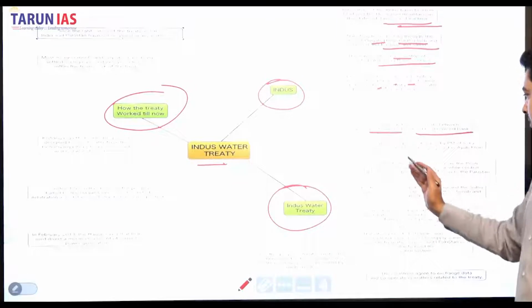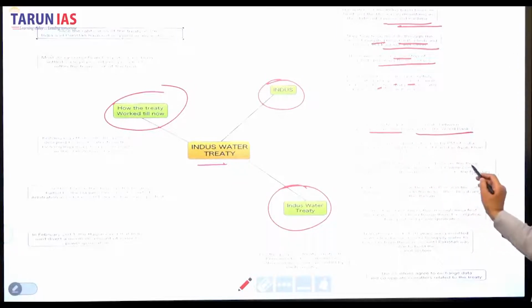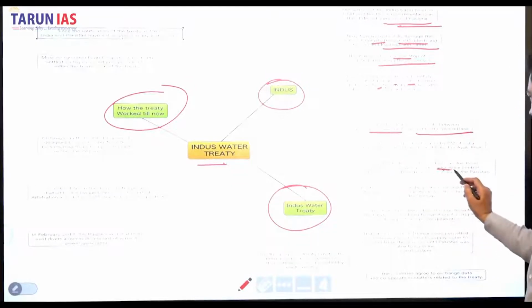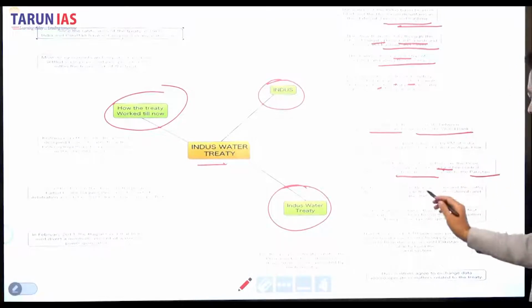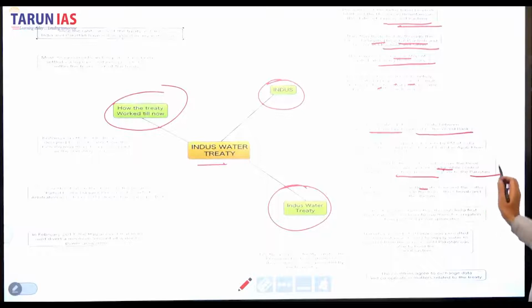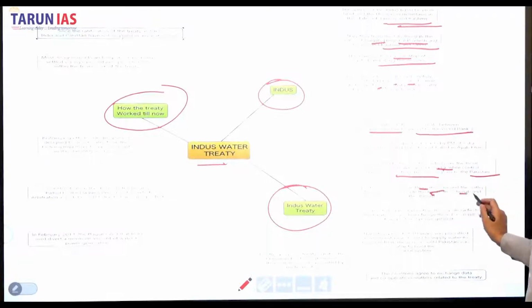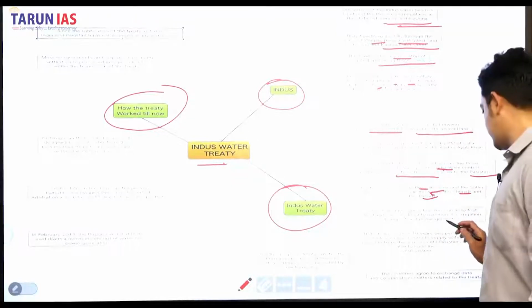Then third, you can mention that according to this treaty, control over the three eastern rivers was given to India, while control over the three western rivers was given to Pakistan. Eastern rivers include Beas, Ravi and Satluj. Western rivers are Indus, Chenab and Jhelum. The Pakistan rivers flow through India first, and the treaty allowed India to use them for irrigation.